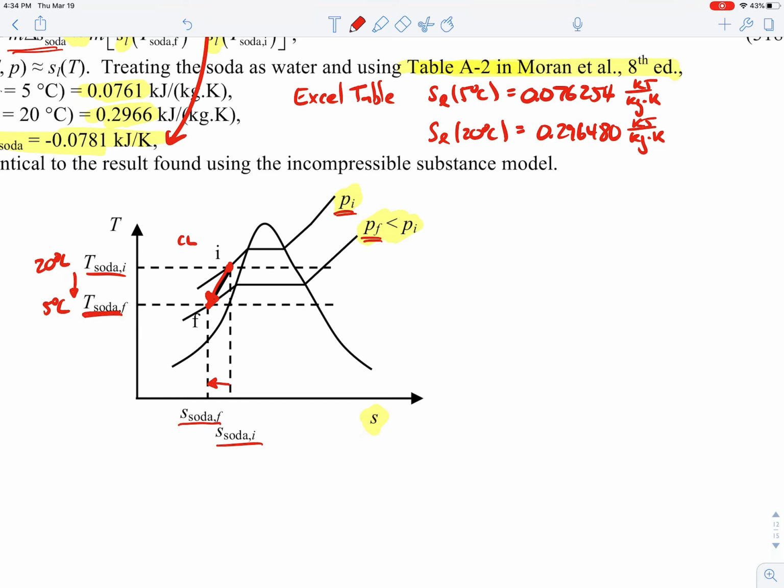So again, get comfortable with drawing these TS diagrams in your problems because we're going to use them frequently, and they're just helpful to, like I showed here, I can immediately see what's going to happen to the pressure without actually doing any calculations. I can just see it graphically. Okay, so that's the end of this example. We'll do another one in a separate video.